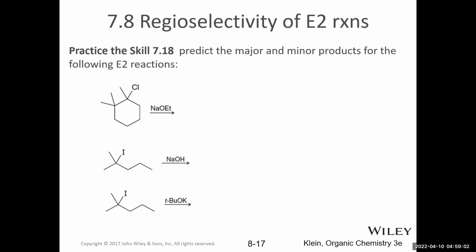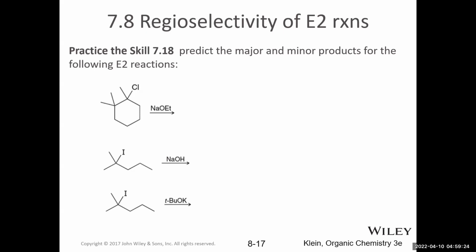So once you've identified the beta carbons that have hydrogens attached to them, ask yourself, if I lose a proton at this carbon, what alkene will form? Draw the different possibilities. The one that's the most substituted alkene will be the Zaitsev product, and the less substituted alkene will be the Hofmann product.